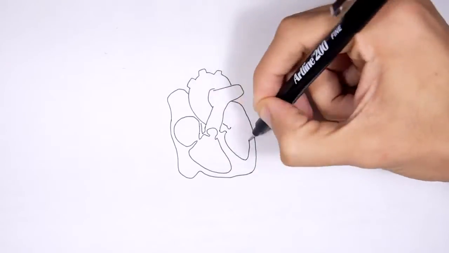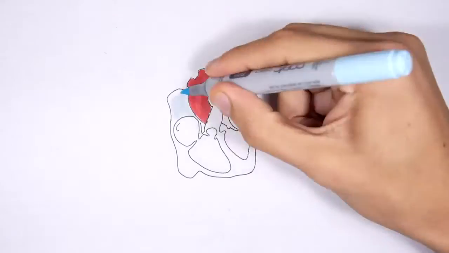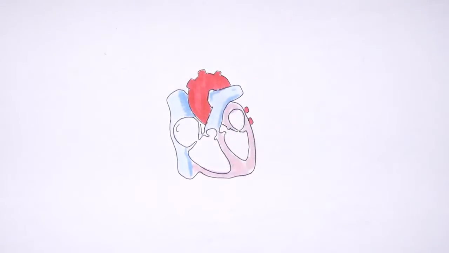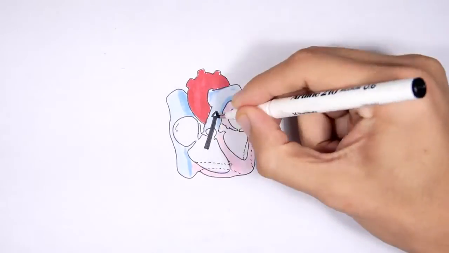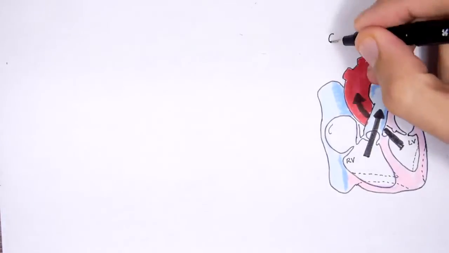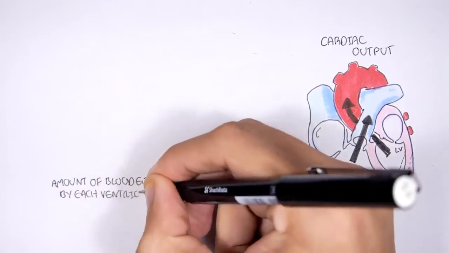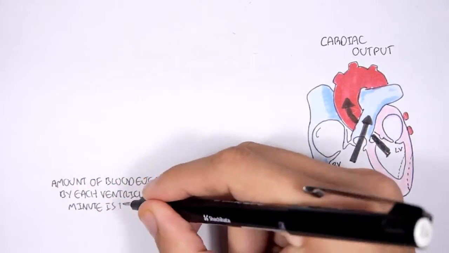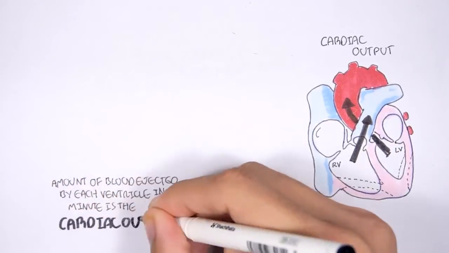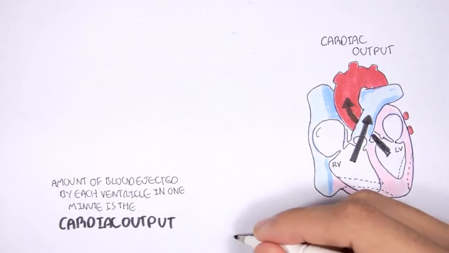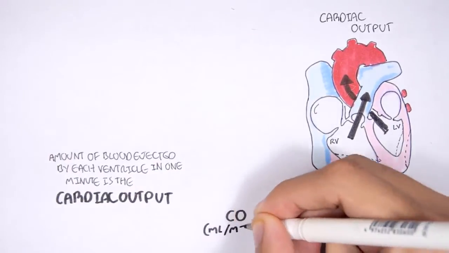In this video, we're going to talk about cardiac output, how to calculate cardiac output, and what factors influence cardiac output. So cardiac output is the amount of blood pumped by the heart in 1 minute. Therefore, cardiac output, or CO for short, is measured in milliliters per minute.